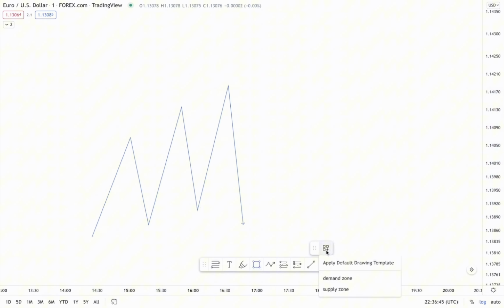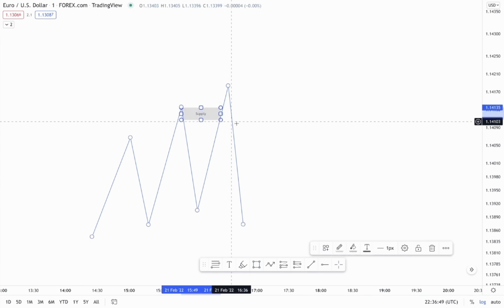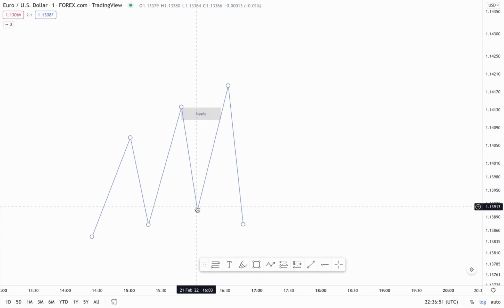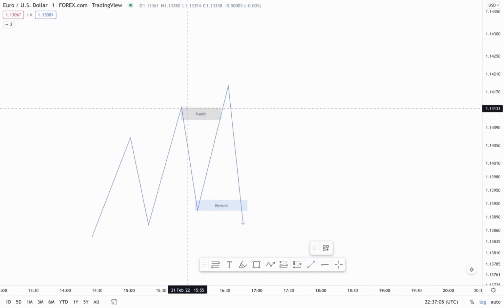So let me just draw in the supply zone. So here's the supply zone that was taken by this demand zone here. Now let me put in the demand zone. Okay, so I'll explain how this works, okay? So as you can see, this is the supply that put in this low, leaving behind demand. Now this demand zone's taken out the supply, causing a break of structure here.